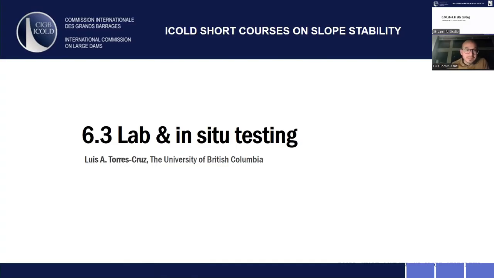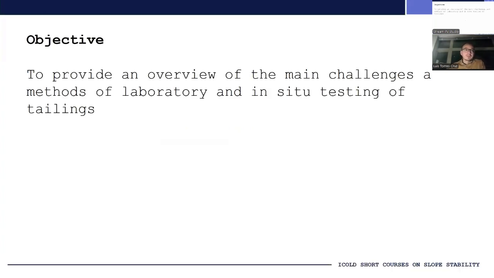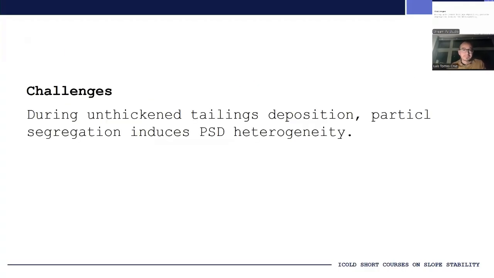So this presentation is based on section 6.3 of the bulletin, which deals with laboratory and in situ testing. The objective is to provide an overview of the main challenges and methods of laboratory and in situ testing of tailings. So let's start with some of the challenges that are pointed out in the bulletin.